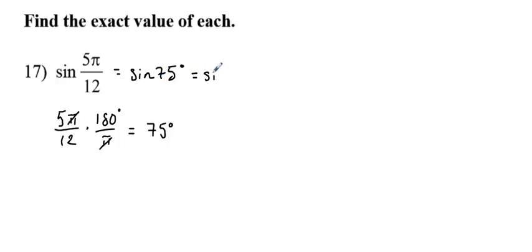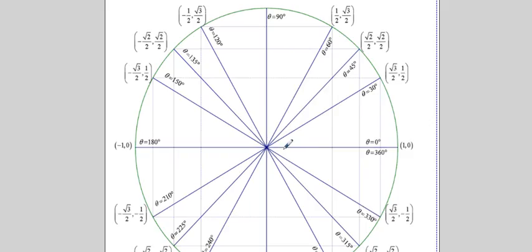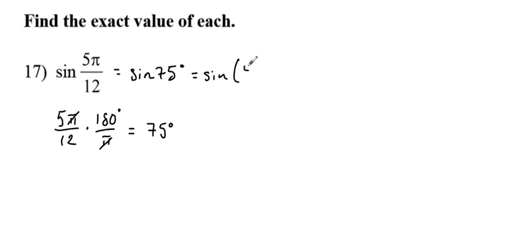Now, in order to do that, let's write sine here, go back to the unit circle. We're going to have to find two angles that either add up to or subtract to get 75 degrees. So two obvious ones are 45 and 30. So let's go back here, and we can write 45 degrees plus 30 degrees.